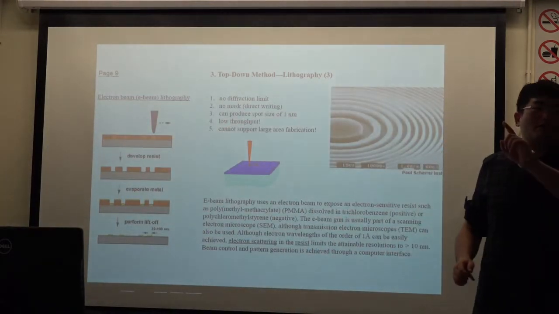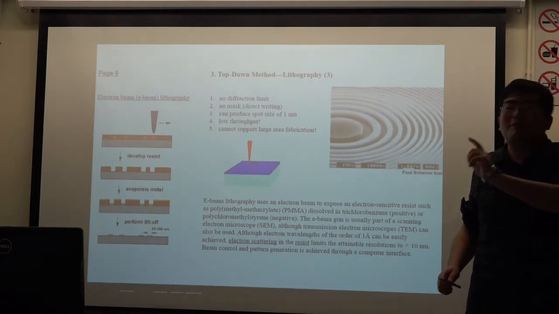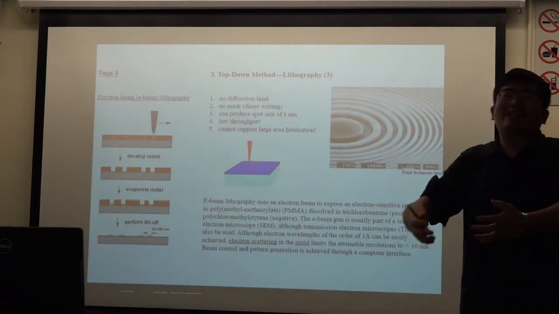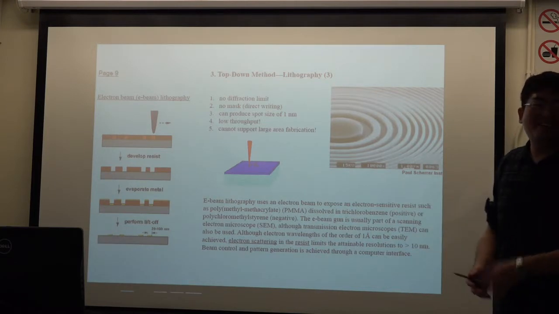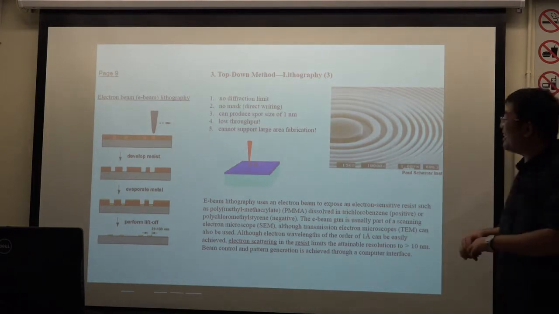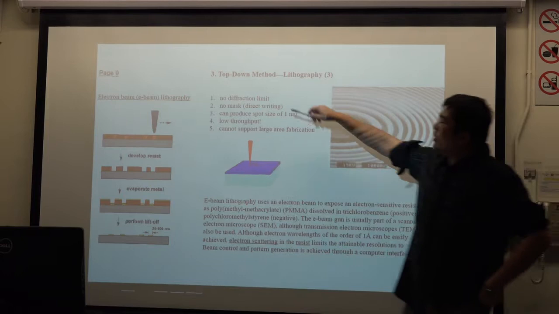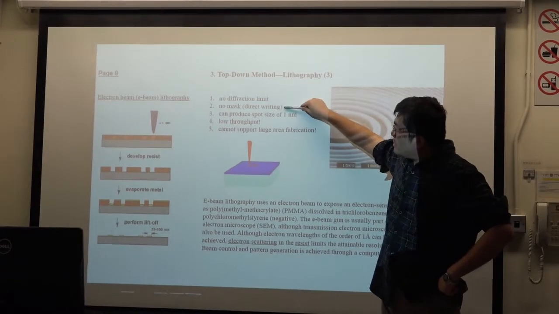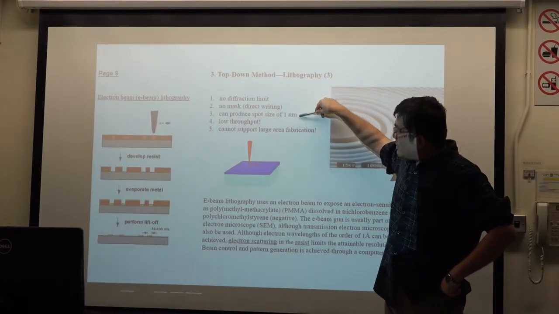In Hong Kong, we only have one. I remember only one piece of equipment, right? You must order it and pay money for it. Only one in Hong Kong, very expensive. But it has an advantage: no diffraction limit, no mask, and it can produce very small sizes.